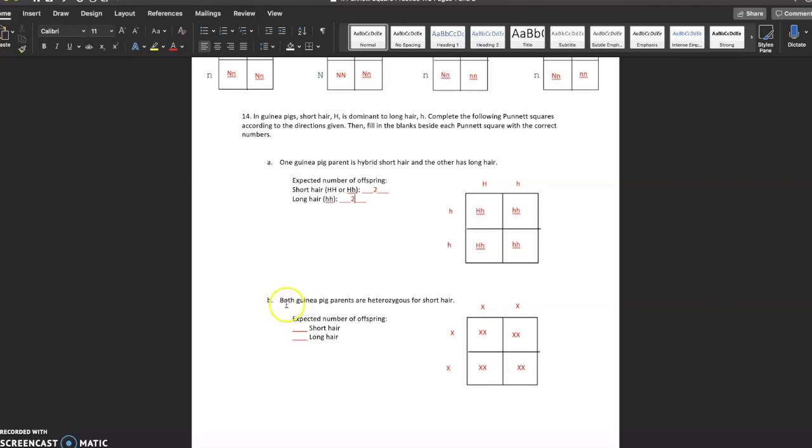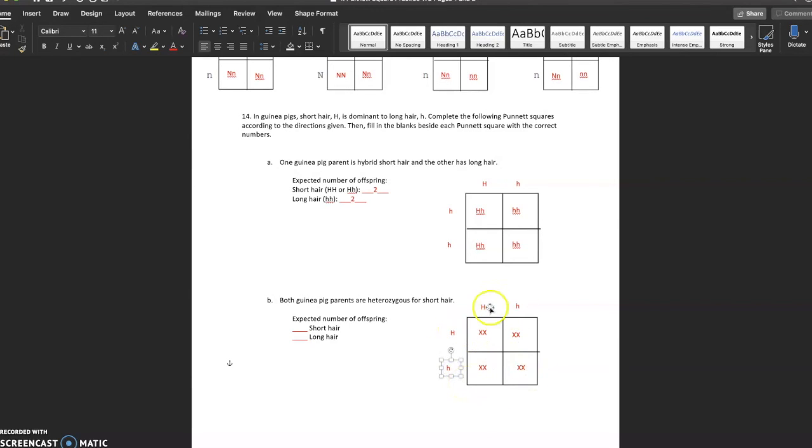Part B. Both guinea pig parents are heterozygous for short hair. So we know both parents are heterozygous, aka hybrid. So they're going to have two different alleles, one dominant and one recessive. So they're both going to be exactly the same. They're going to both be capital and lowercase because they are heterozygous, again, meaning they have one copy of each allele. So capital and lowercase.